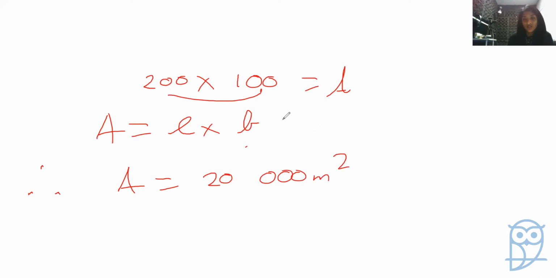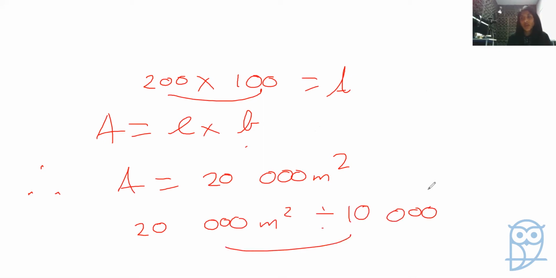So what do I need to do, guys? What do I need to do to get my answer? I need to divide. I need to take the 20,000 meters square and divide it by 10,000. Okay, that's what I need to do. And my answer will then be 2 hectares of land. That is what the area of the football training ground is. Everybody happy with that? Okay.